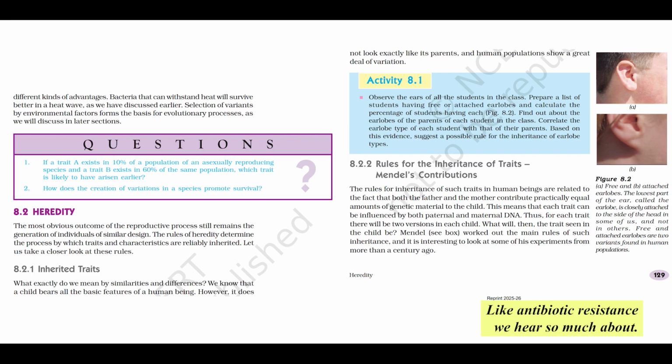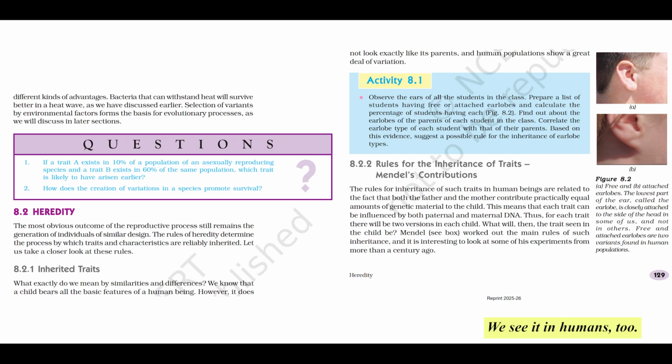Like antibiotic resistance we hear so much about. Exactly. Antibiotic resistance is a perfect and frankly worrying real-world example. A tiny genetic change, maybe altering a protein so the antibiotic can't attach, gives that bacterium a massive survival advantage when the drug is present. That resistant strain then multiplies, leading to the evolution of superbugs. It's variation plus selection in action.